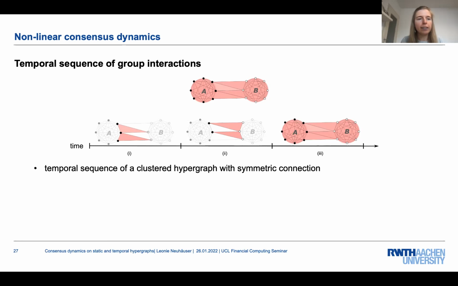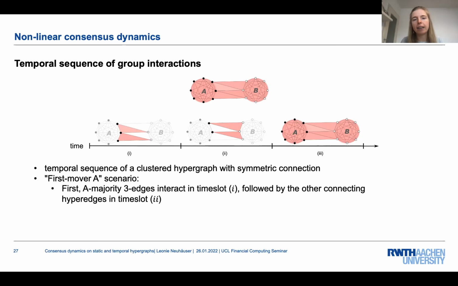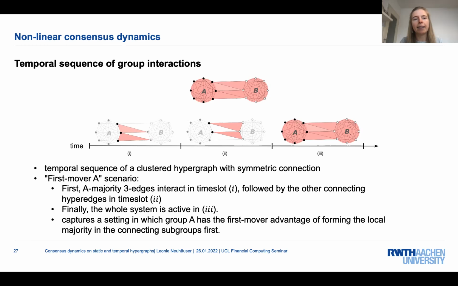So what we are looking at here now is a first mover A scenario, which means that first of all A majority subgroups interact for some time, as you see in this picture there on the left. Then all B majority subgroups interact, and then the whole hypergraph interacts in order to reach consensus. And we compare this temporal sequence with the aggregated static topology of just the whole hypergraph.